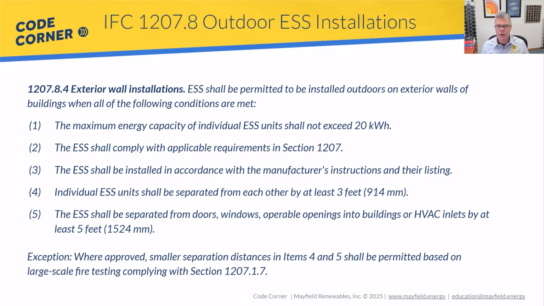We have to comply with the other applicable requirements in 1207. That's pretty much a given anyway, but they put that in there. We have to install it per the manufacturer's instructions and their listing. So understanding what the manufacturers require, if they have special requirements for clearances, air ventilation, anything like that, we need to make sure we are following those listings. ESS units need to be separated by 3 feet. This is probably something that you're familiar with.